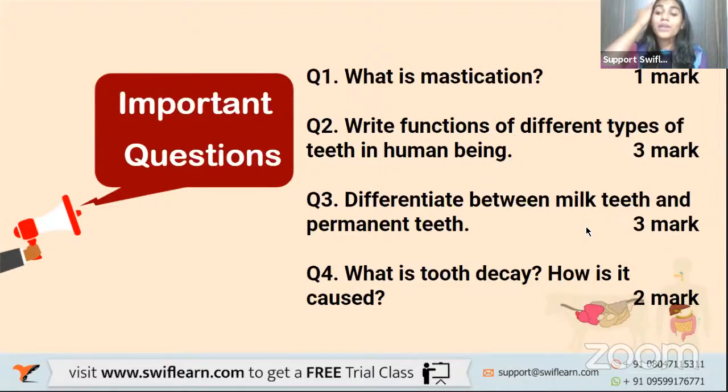Coming to the third question, differentiate between milk teeth and permanent teeth. Milk teeth are what you have when you are young. Milk teeth fall off by the time you are 8 years old, and the permanent set of teeth starts coming. So the milk teeth fall off, and later you have a different set of teeth, which is your permanent teeth.